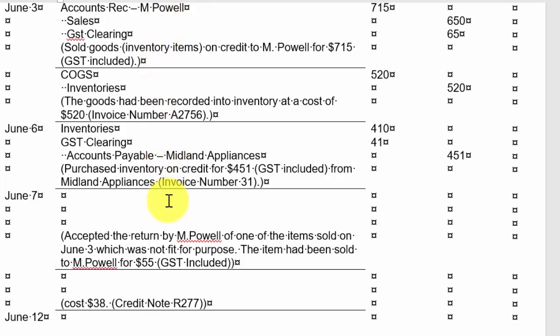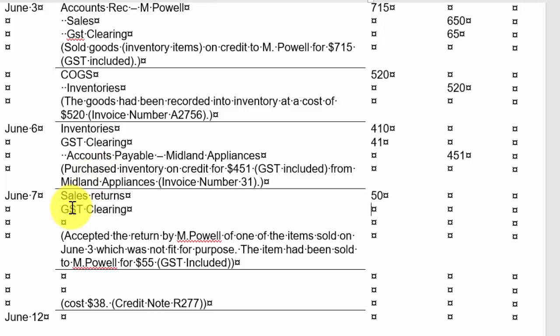So it's $55. So the way I think about this is that we've got to reverse this entry up here. So everything's going to be a little bit around. There's a minor complication though. Sales, we don't debit sales, but we debit sales returns. Don't forget that. Sales returns. It does say for 55, but there's a GST component included in it.